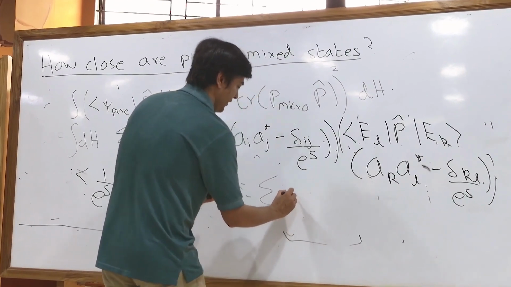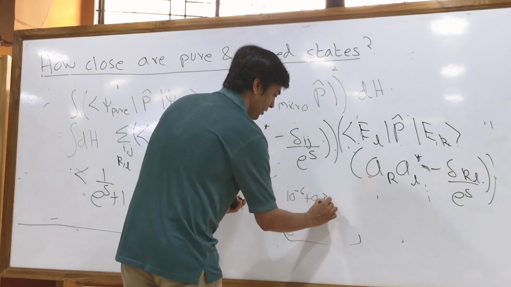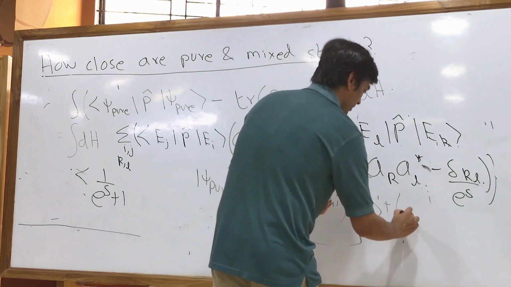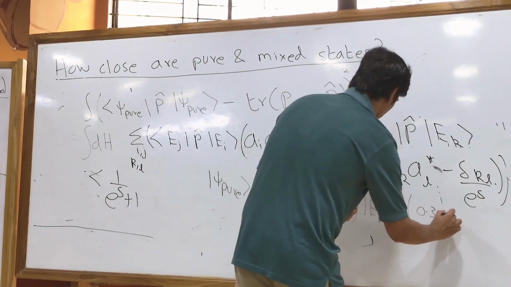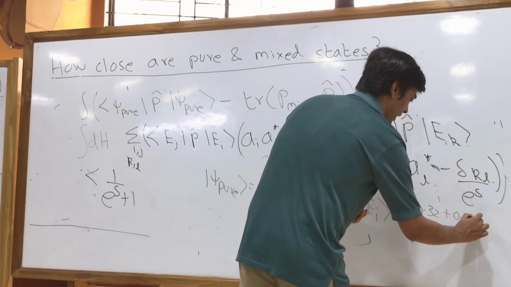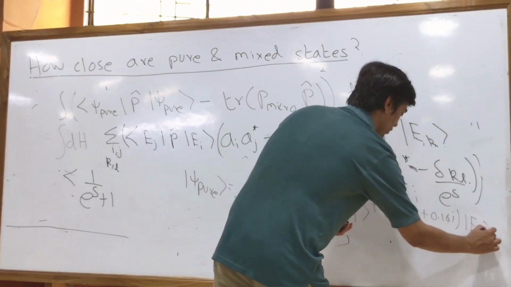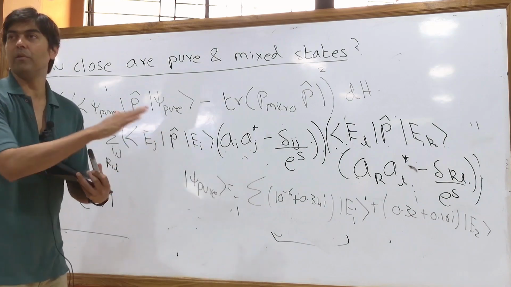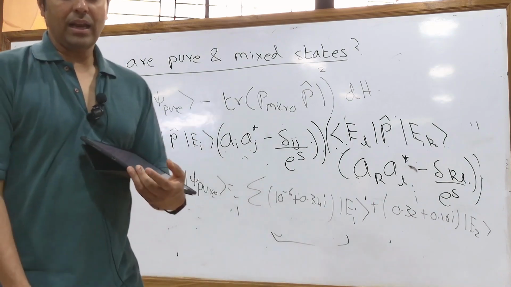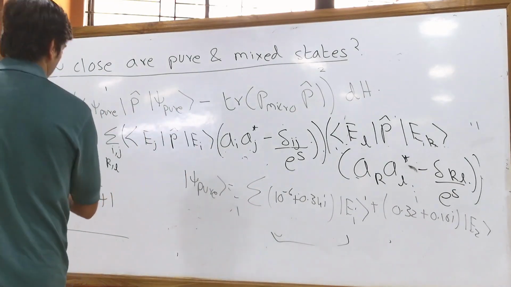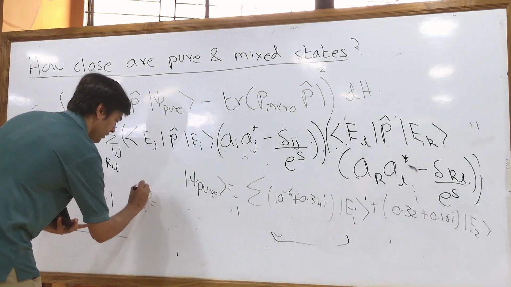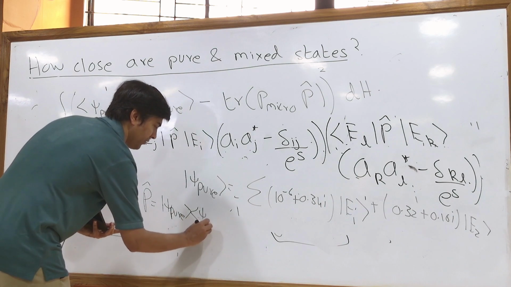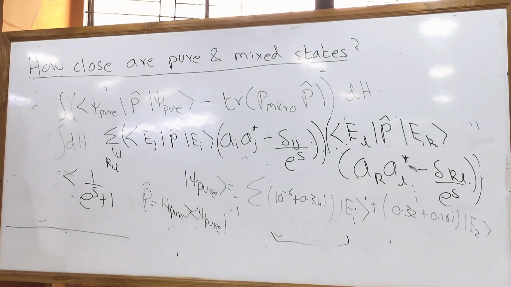10 to the minus 6 plus 0.34i into E1, plus some other values, 0.32 plus 0.16i into E2 and so on. Let's say I take one particular realization of a pure state. I'm just making up these numbers, okay? And then I take the following projector. Do you see why this is a projector itself? It's a one-dimensional projector. It projects onto the pure state.